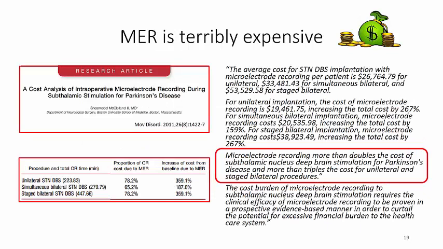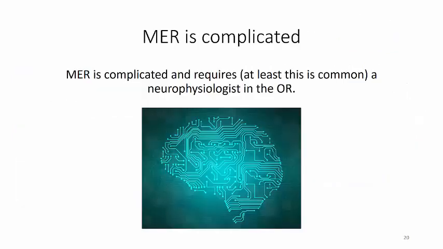It is terribly expensive. According to this study, microelectrode recording more than doubles the cost of STN-DBS in Parkinson's disease and more than triples the cost for a unilateral or staged bilateral procedure. It is complicated, and it requires, or at least it is common, to have a neurophysiologist in the OR.